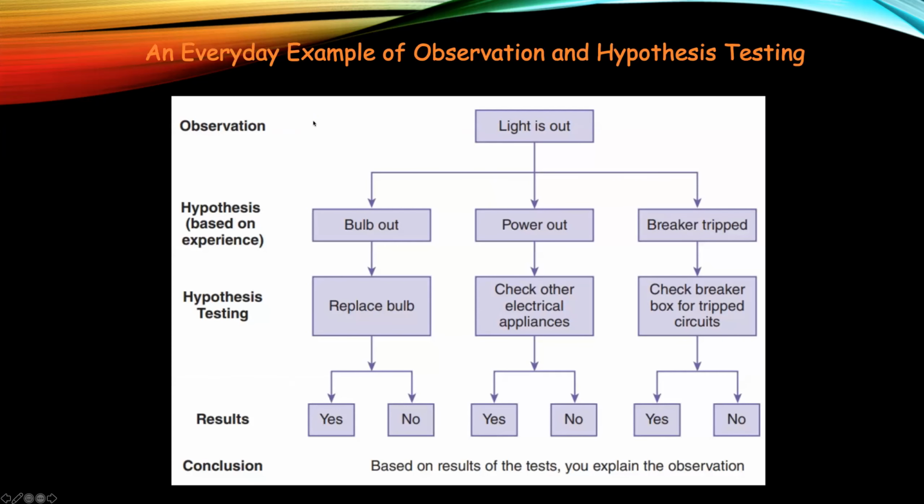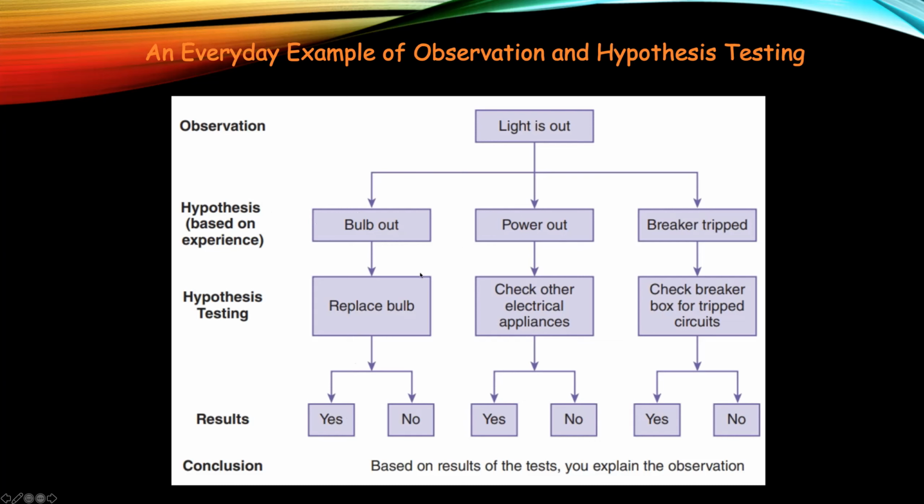Here's an everyday example of observation and hypothesis testing. It's very simple. You get up in the morning, turn the switch, the light doesn't go on. So you can make a hypothesis. You can make several different hypotheses. The bulb is out, the power is out, or the breaker is tripped. So to test the first hypothesis, you replace the bulb. If the new bulb works, answer is yes, and you're done.